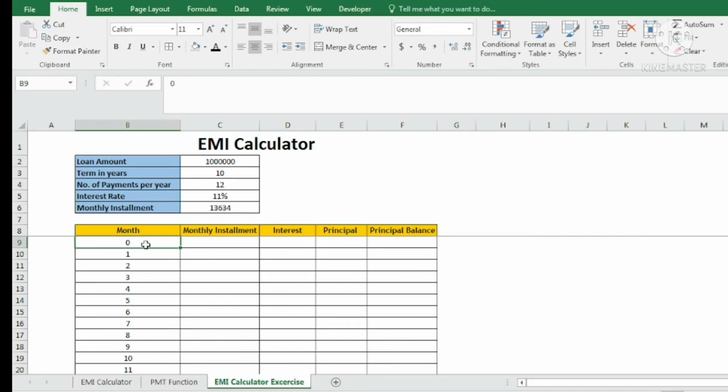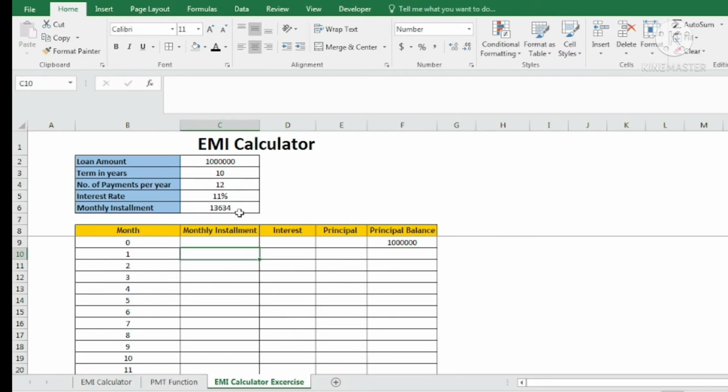We are not started at the first. So the initial loan amount is 10 lakhs, which will come over here. So is equal to 10 lakhs, that means this particular cell. I will lock this cell because I want to copy this formula down. And then enter, and then I will put here a formula.